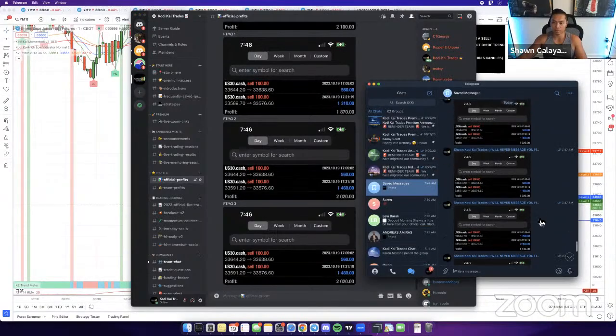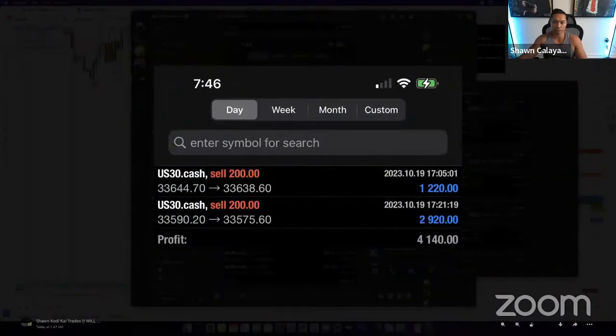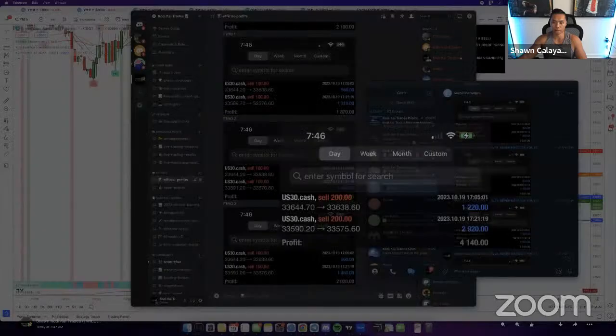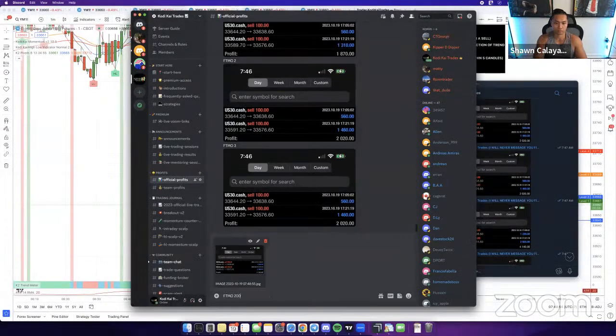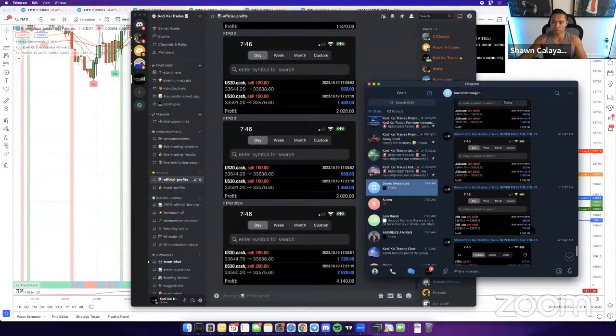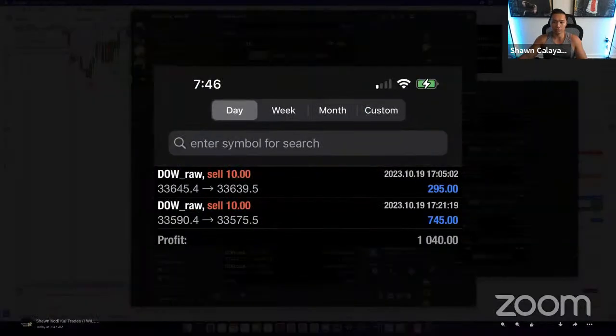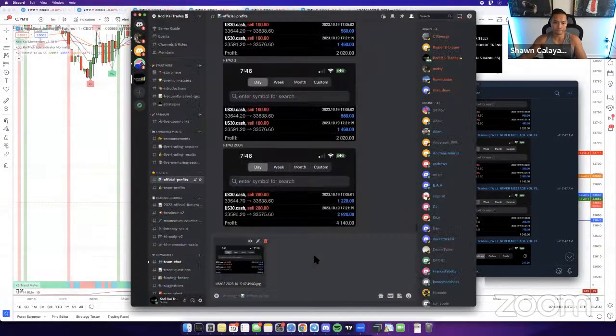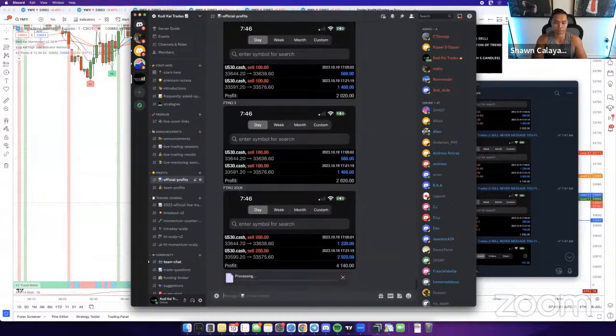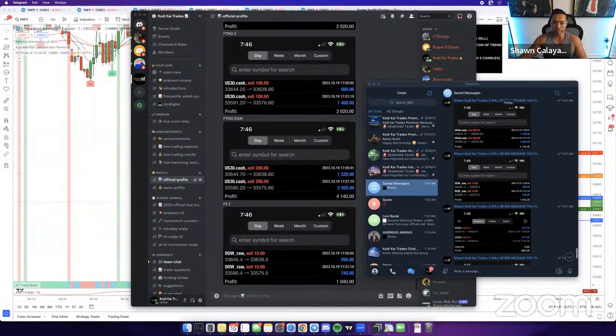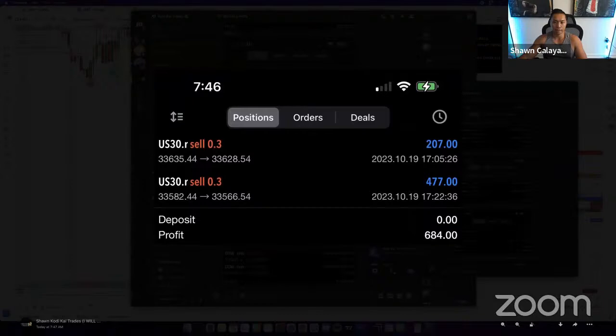Here's my main account where I execute all my trades, my 200K. I logged in 4,140. Here is my second funded engineer account locked in 1,040. Here's my personal account locked in 684.